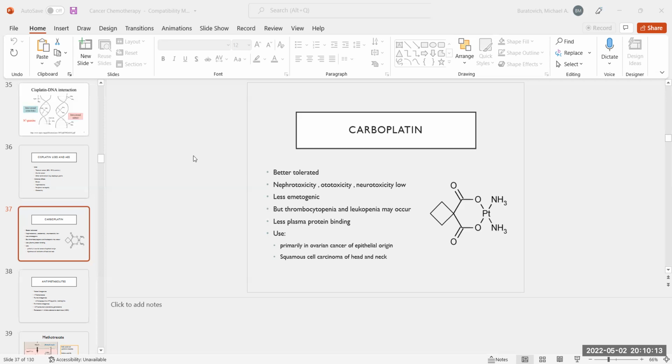Vinca alkaloids are used for solid tumors like breast cancer, pediatric tumors like rhabdomyosarcoma, that's a muscle tumor, nephroblastoma, that's a kidney tumor, and of course, leukemias. Both vincristine and vinblastine are also used for Hodgkin's and non-Hodgkin's lymphoma in adults.